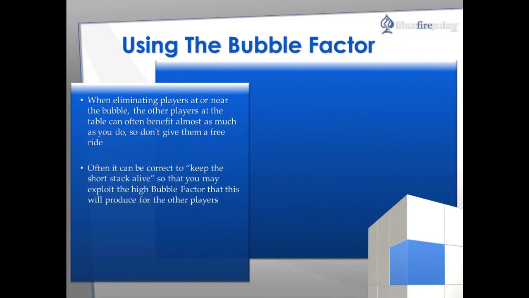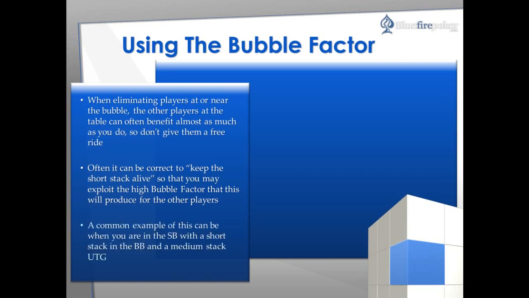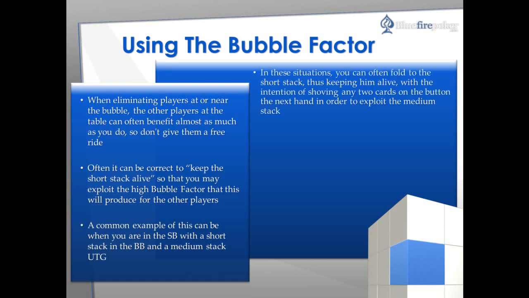We also need to remember that when we are eliminating a player at or near the bubble, the other players at the table that weren't even involved in the hand can often benefit as much as we do from the hand, so we need to not give them a free ride. Because of this, it can often be correct to keep the short stack alive so that we can exploit the high bubble factor that this will produce for the other players left at the table.